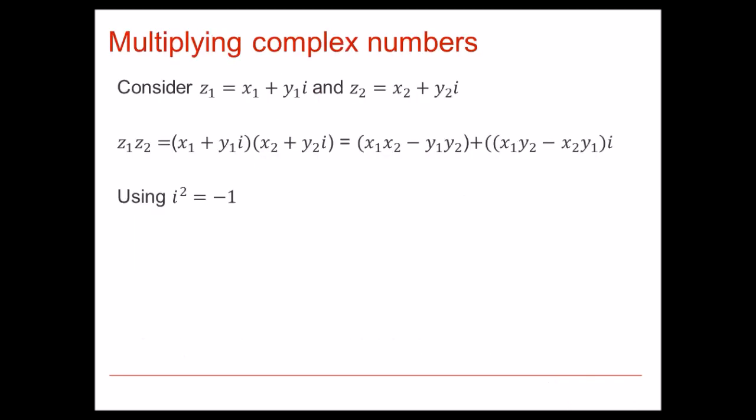Addition and subtraction of complex numbers in Cartesian form is easy, but multiplication, as you can see in this slide, involves expansion of brackets and use of i squared equals -1. We will shortly see that multiplication of complex numbers in polar form is easier.